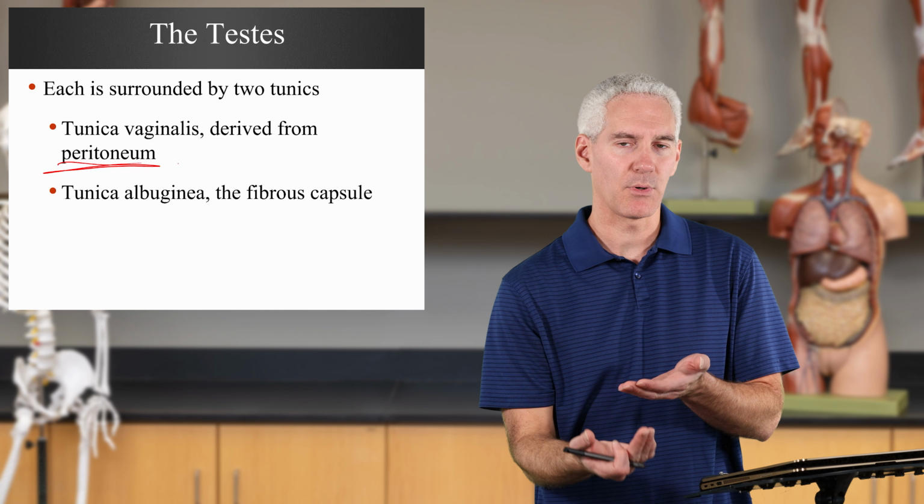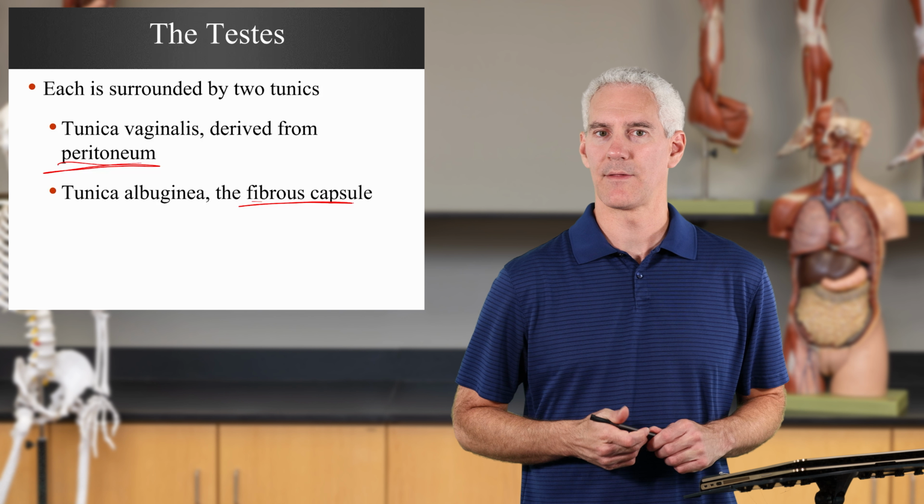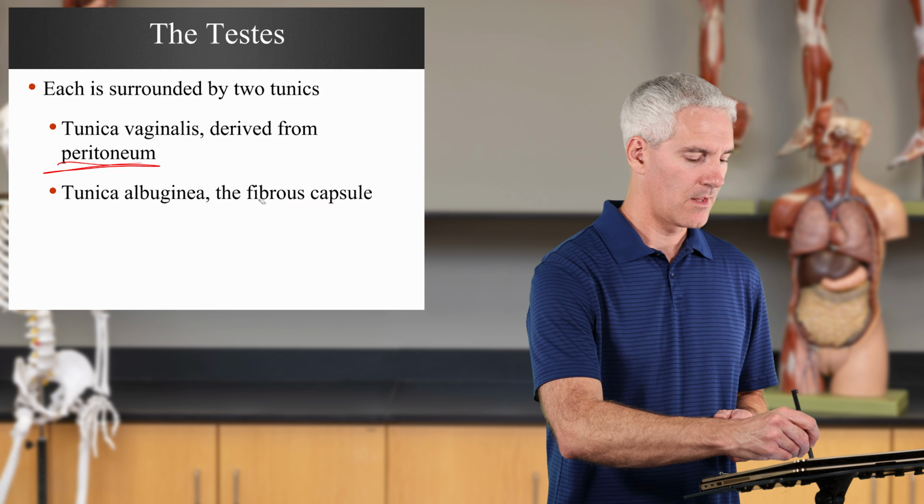layering. The other one, the tunica albuginea, is a fibrous capsule. Think more protective coating around the outside. So two different layerings, both around the actual testes itself.